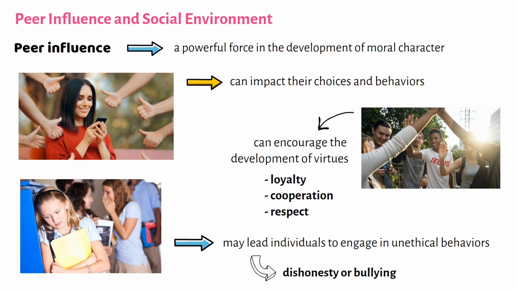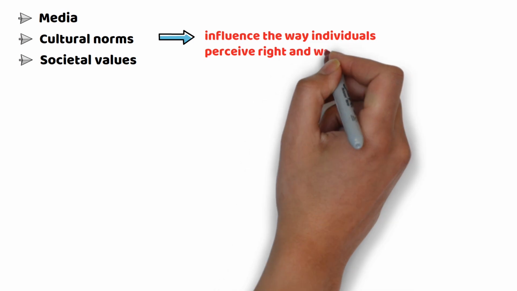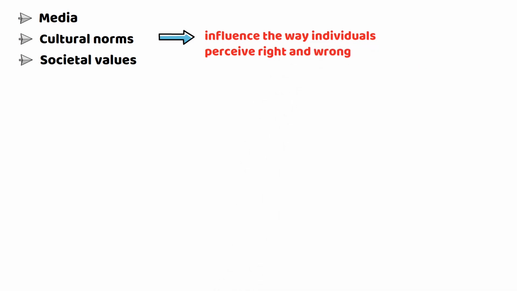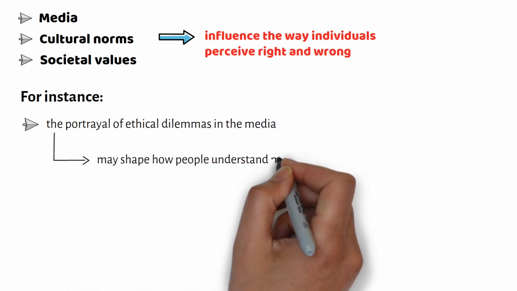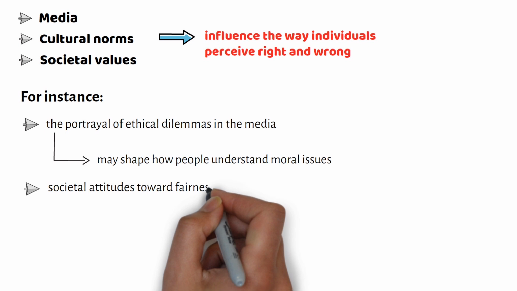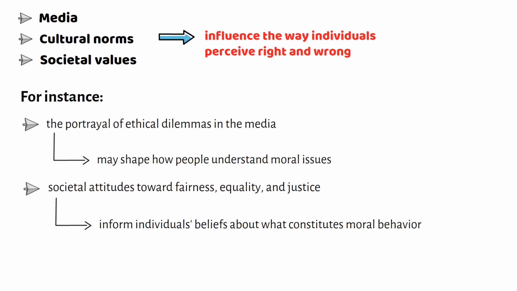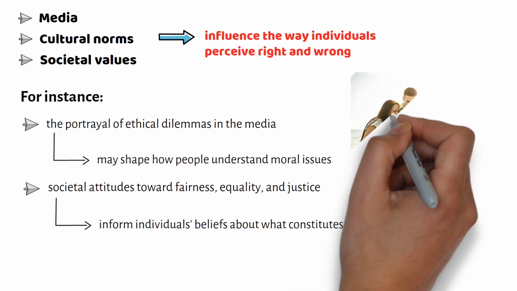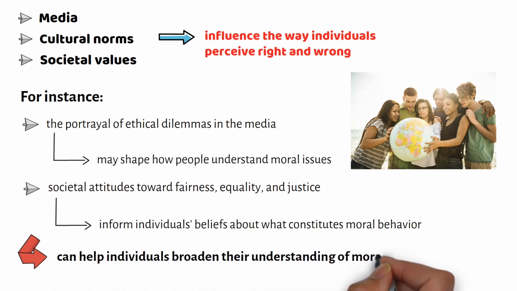The broader social environment also plays a role in shaping moral character. Media, cultural norms, and societal values influence the way individuals perceive right and wrong. For instance, the portrayal of ethical dilemmas in the media may shape how people understand moral issues, while societal attitudes toward fairness, equality, and justice inform individuals' beliefs about what constitutes moral behavior. Exposure to diverse cultures, ideas, and perspectives can help individuals broaden their understanding of morality and develop more nuanced views on ethical issues.